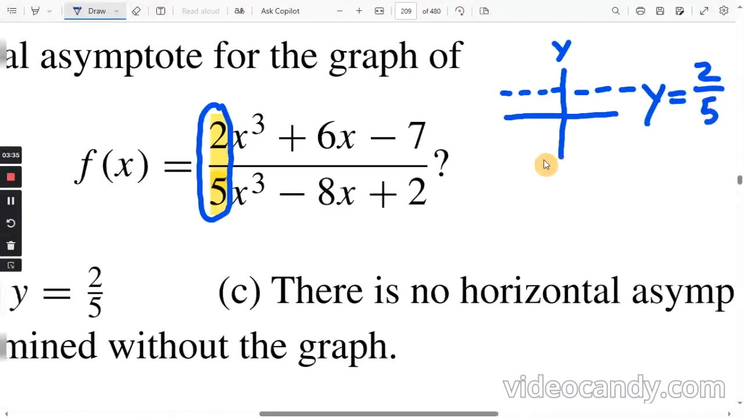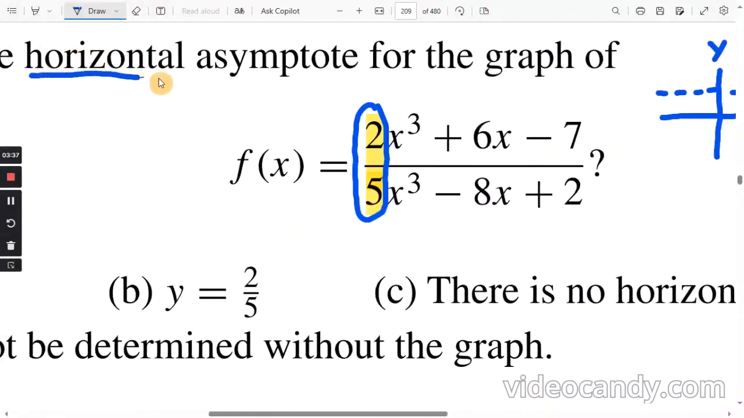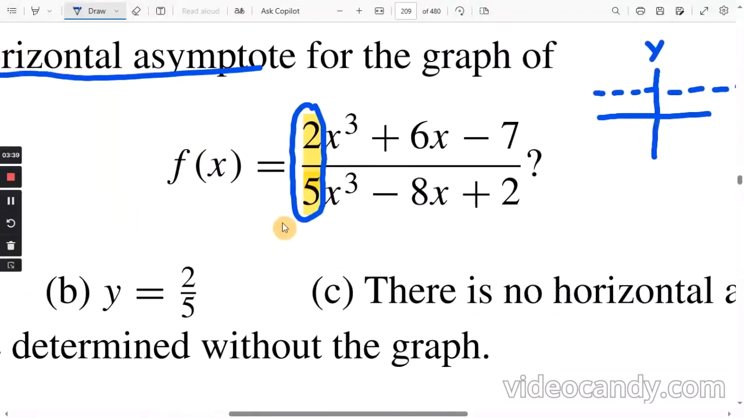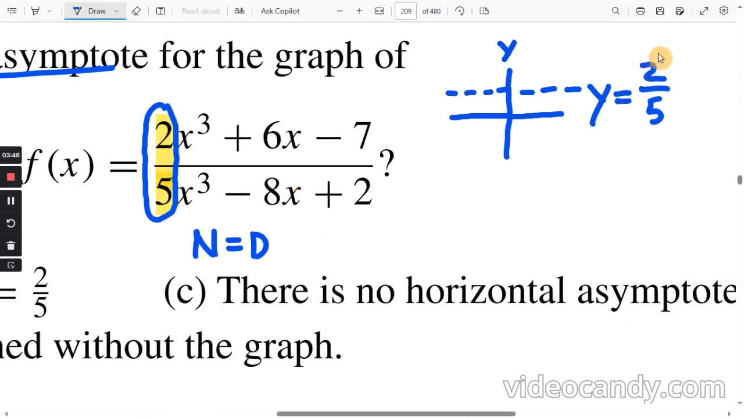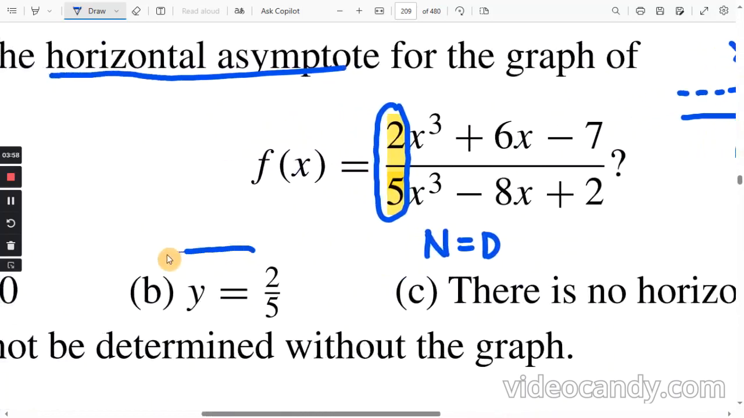All right, so again, remember for horizontal asymptote, there's 3 cases. And in this case, the degree of the numerator equals the degree of the denominator. You just take the coefficients and you make a fraction out of it. So that's y equals 2/5. All right, so that is answer B.